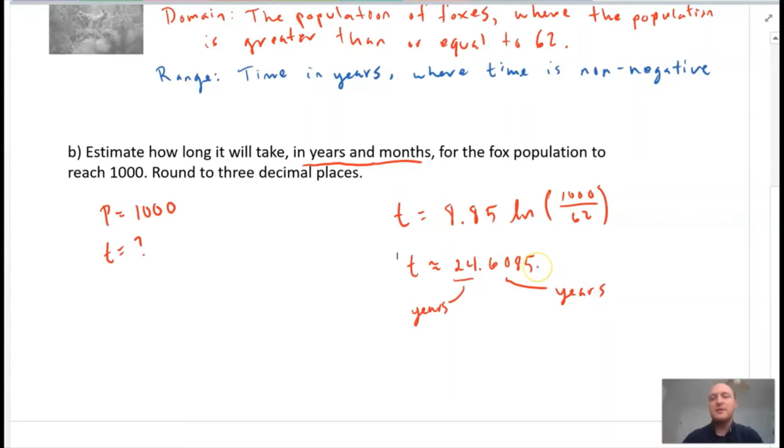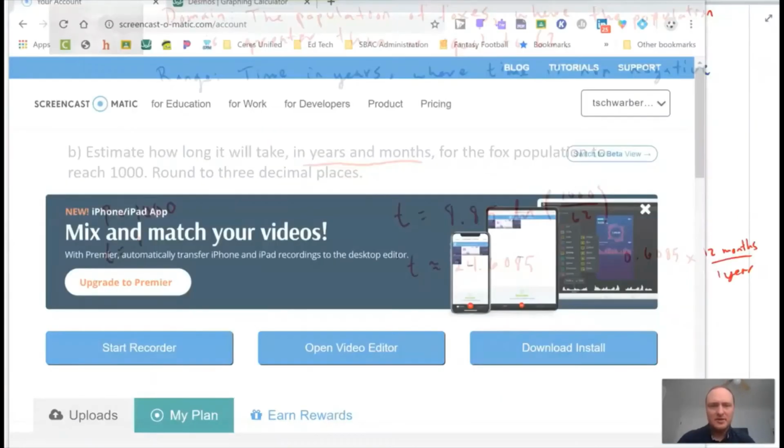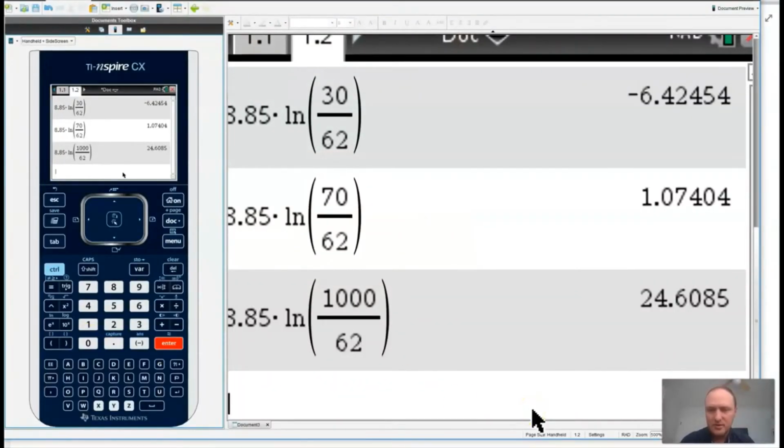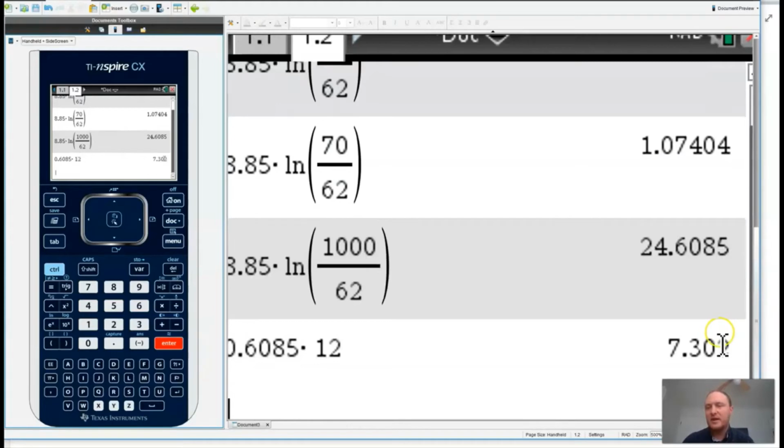But I want this portion to be months. So I'm going to subtract 24 and convert. I'm going to take 0.6085 and multiply by 12 months divided by 1 year. This is conversion. So 0.6085 times 12, we get about 7.302. So that's 7 months.